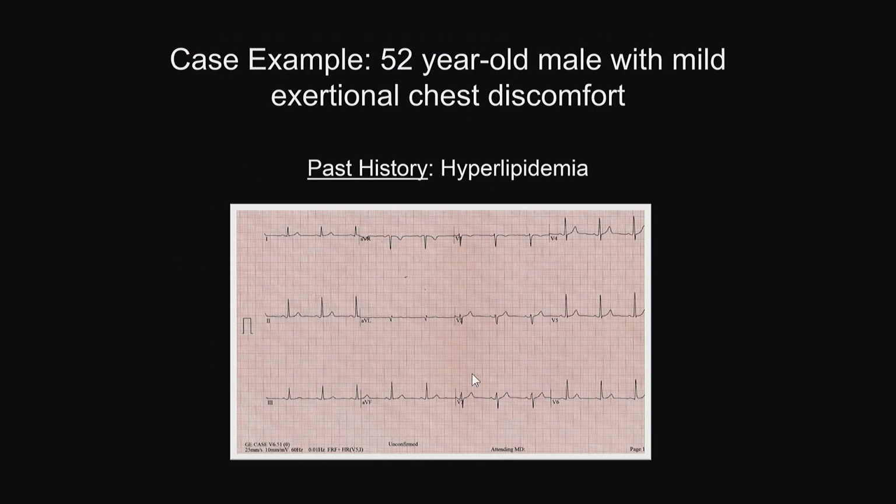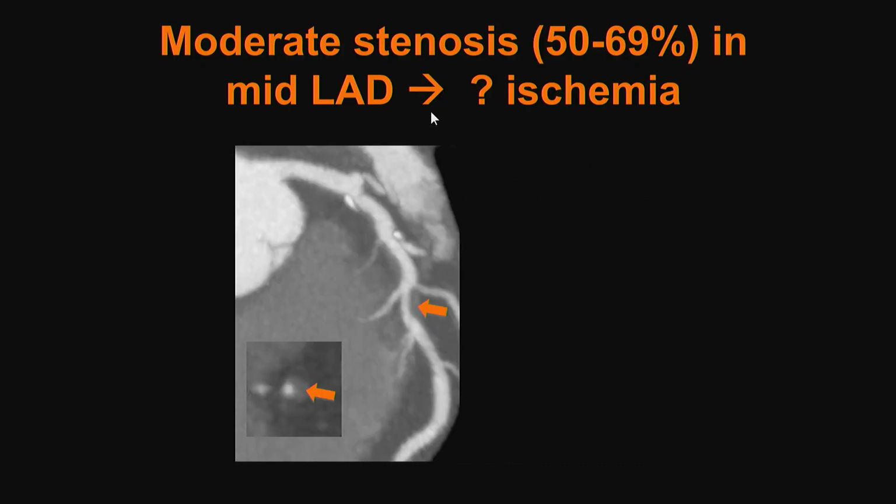So to frame our discussion, here is a case of a 52-year-old male with mild exertional chest discomfort who has hyperlipidemia. This is the ECG of this individual. And we performed a coronary CTA on this male, and here are the results. We identified that here in the LAD, there is a moderate stenosis, which again is defined as 50 to 69%.